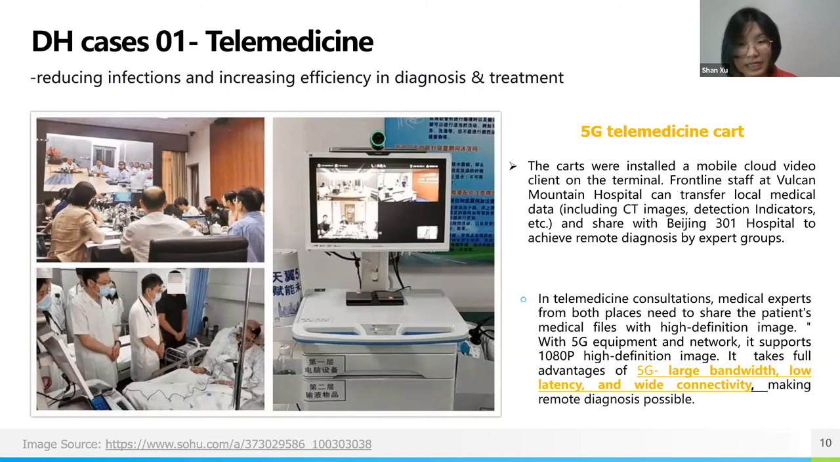And this time they also made a little innovation on the terminal. We call it a 5G telemedicine cart. This terminal is removable and can contain some medical supplies below the video. So in the use cases with 5G, experts from both sides, as we can see in the picture, can share their patients' medical files with high definition images. And it could definitely enlarge the supply of frontline expertise and also effectively reduce infection among medical workers.